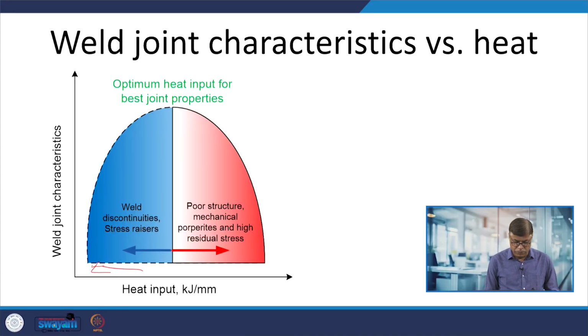When the heat input is very low, then it leads to the weld discontinuities and stress concentration, like the lack of penetration, lack of fusion and underfilled sections. So, that will be decreasing the joint performance. On the other hand, when the heat input is too high, then it will be leading to the very coarse grained structure, very wide heat affected zone, and very high residual stresses also. So, these factors in turn will be decreasing the joint performance.